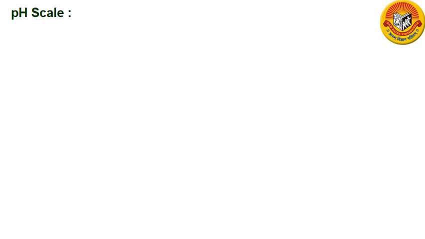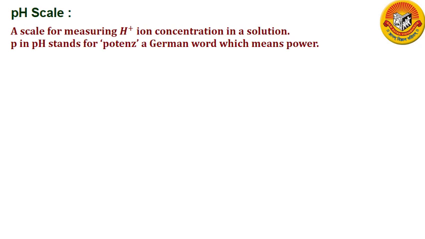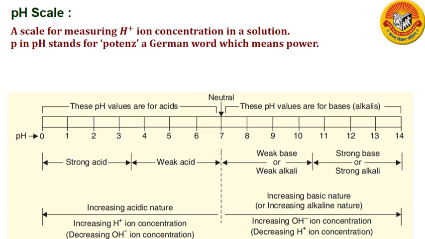Now let us understand what the pH scale is. The pH scale is a scale for measuring H plus ion concentration in a solution. Here P stands for potenz, a German word which means power. So this pH scale gives us the value of H plus ion concentration. Now this pH scale has values from 0 to 14. At pH 7 the solution is neutral.